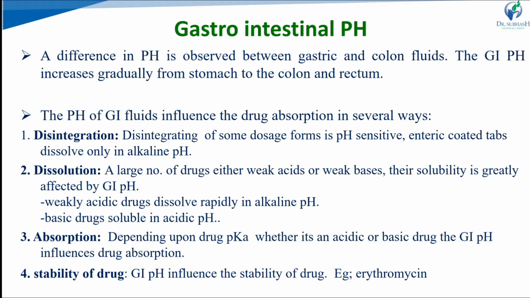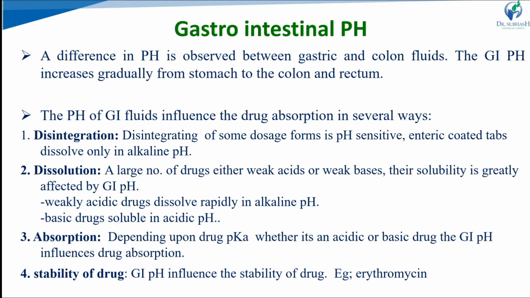Absorption process: depending upon the drug pKa, meaning the dissociation constant, ionization also depends on the pH. Whether it is an acidic or basic drug, GI pH influences drug absorption. Throughout the GI tract, in the stomach or intestine, the drug goes through ionization, which also affects drug absorption, because unionized drugs are absorbed at a faster rate as compared to ionized drugs.